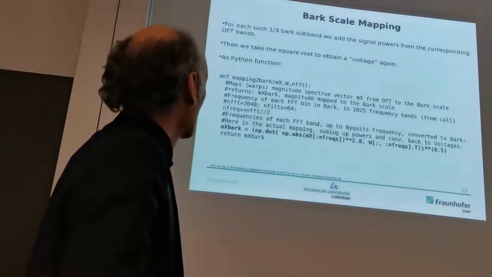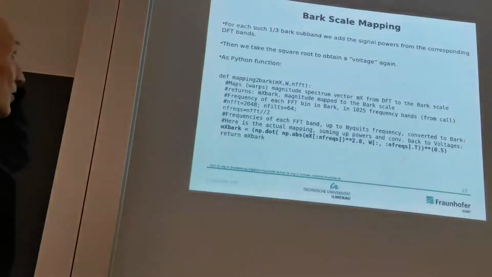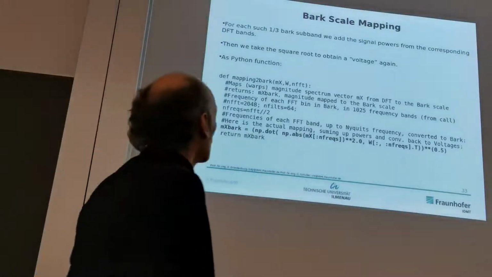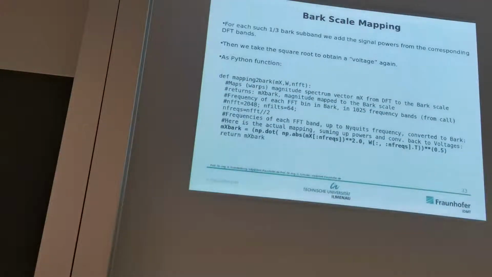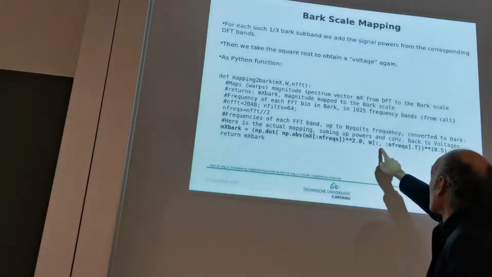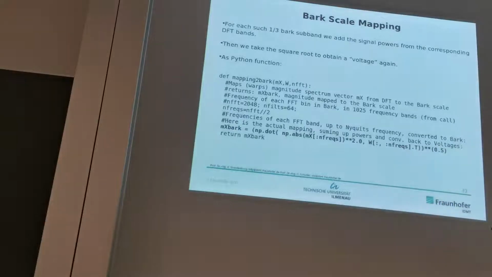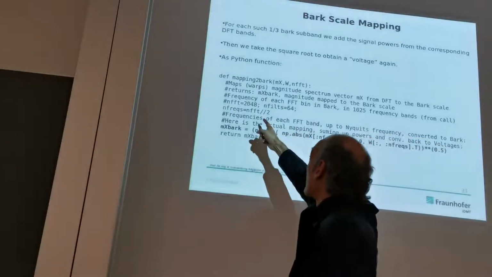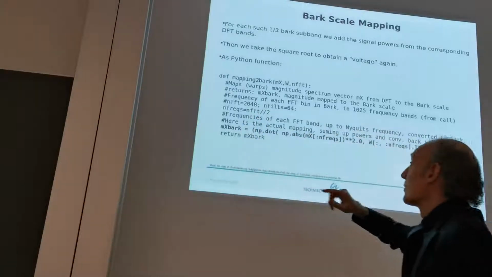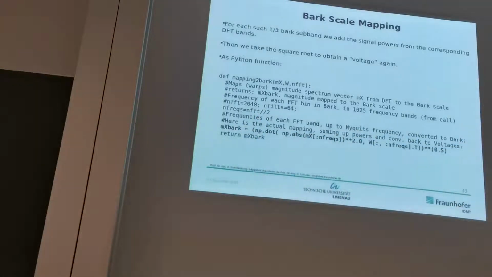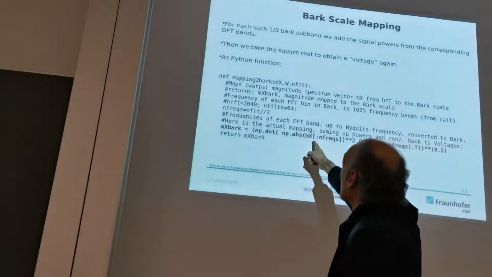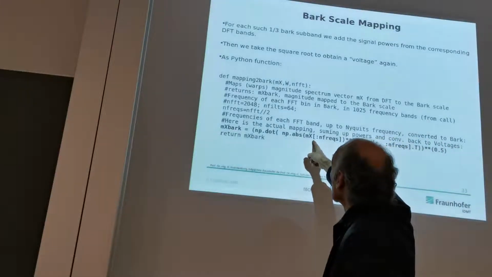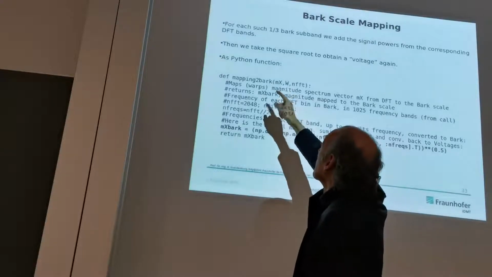Right. So for each such 1/3 bark subband, we have the signal powers from the corresponding DFT subbands. And then we take the square root to obtain voltage again. So this is what we can see here. Here again we have our W matrix. And here this n frax is basically our Nyquist frequency, which I input here. So we only use it up to a certain frequency.